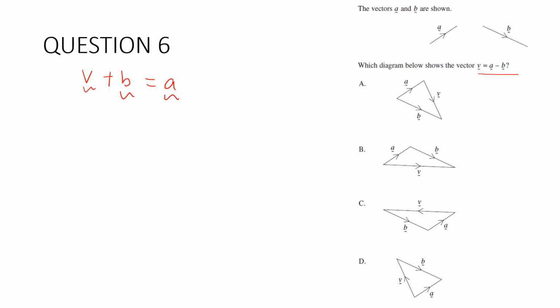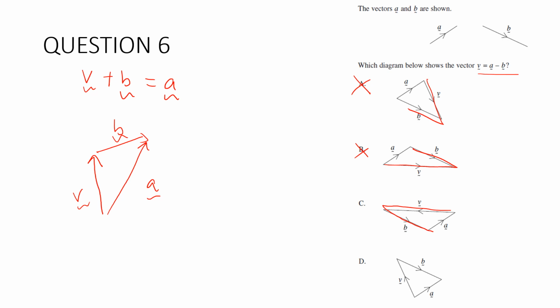I'm just drawing something random. So V plus B is equal to A. So let's have a look here. V plus B, it's not A. V plus B, it's not B. V plus B, that's going the wrong way, isn't it? So it's not C, hopefully it is D. V plus B equals A, yes it is D.